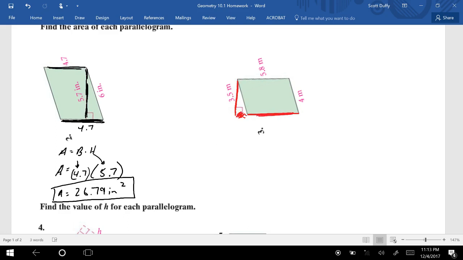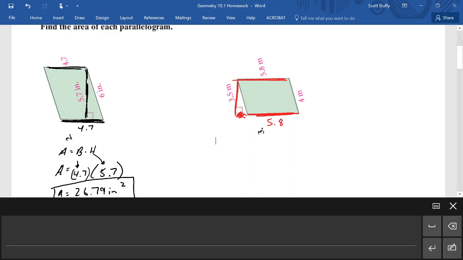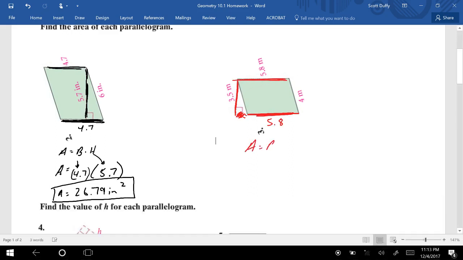Now, this length is going to be equal to the top length, which is 5.8. So we have area equals base times height. Our base is 5.8. Our height is 3.5. Multiply those out, and those are both in meters, so my answer is going to be in meters squared, or square meters. And I get 20.3 square meters.